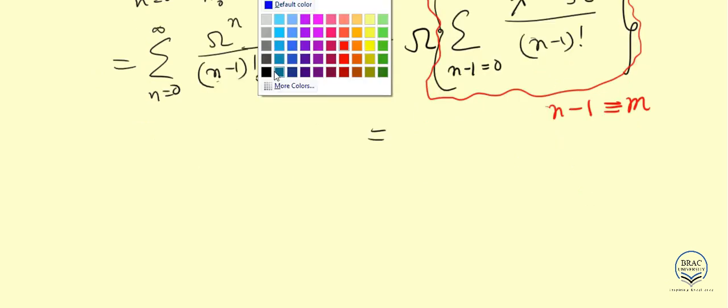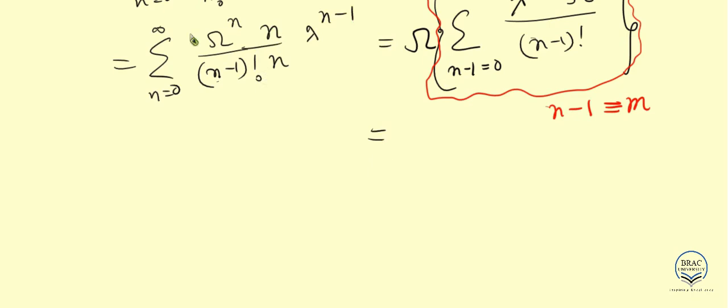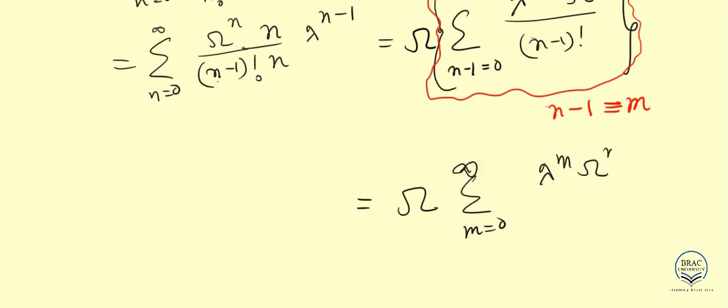So if you do that, you will have omega times the sum over m, where m starts from 0 to infinity again, and you will have lambda to the power m, omega to the power m, over m factorial. This means replacing all the n minus 1 with m, and this is a dummy variable, that's why it doesn't matter. But this is simply the exponential of lambda omega.